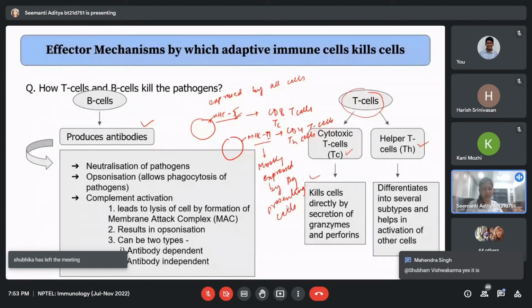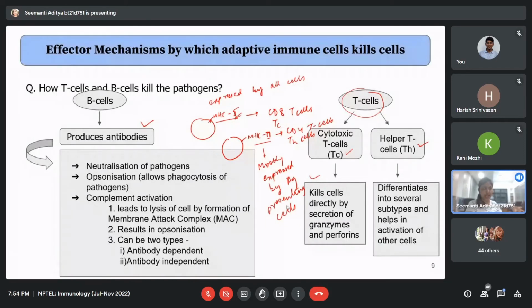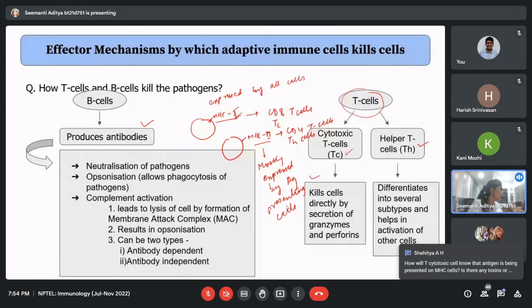T cells cannot recognize a whole antigen. It has to recognize an antigen which is processed by an antigen presenting cell and presented to the T cell using an MHC molecule. Now, MHC1 has one transmembrane chain, while MHC2 has two, and MHC2 interacts with CD4, whereas MHC1 interacts with CD8.